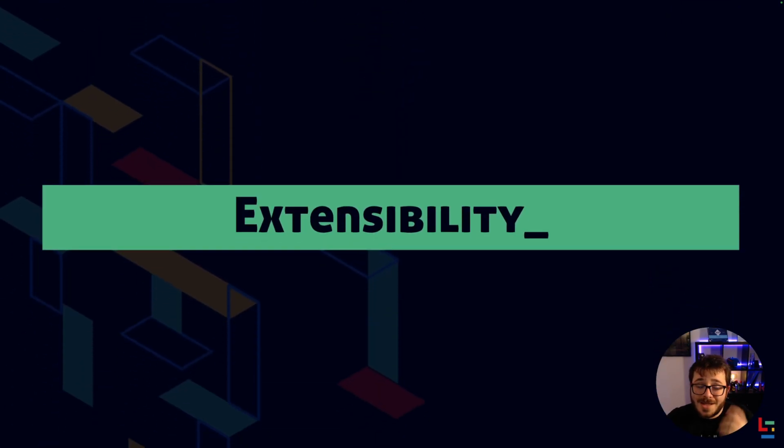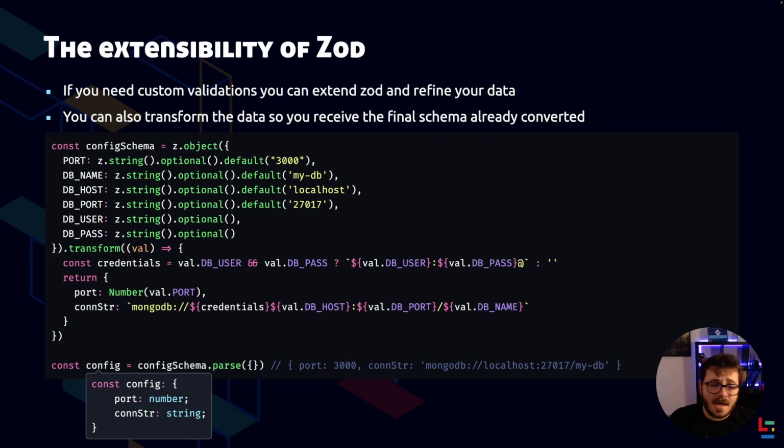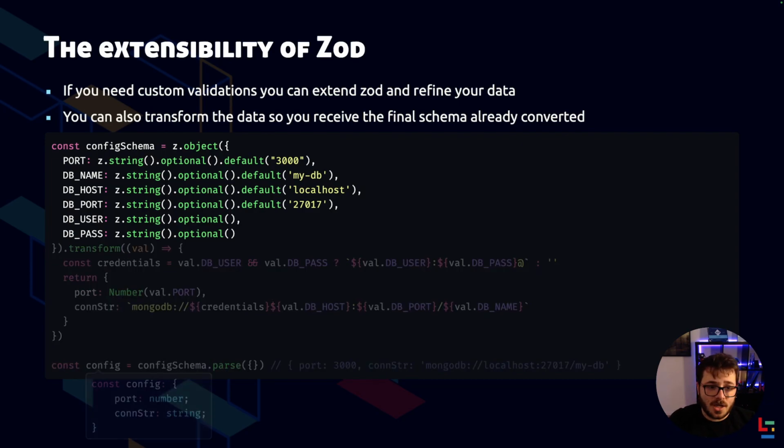So let's talk about when Zod is actually not enough, when we can extend it and validate it. If you need a custom validation, you can extend Zod and refine your data. You won't always have all the validations correctly set, and you need to create your own set of validations for your own business logic, for instance. With Zod, this is very easy because it allows you to do it in two ways, a refinement or a transform. In this case, you see that we are defining our object here, right?